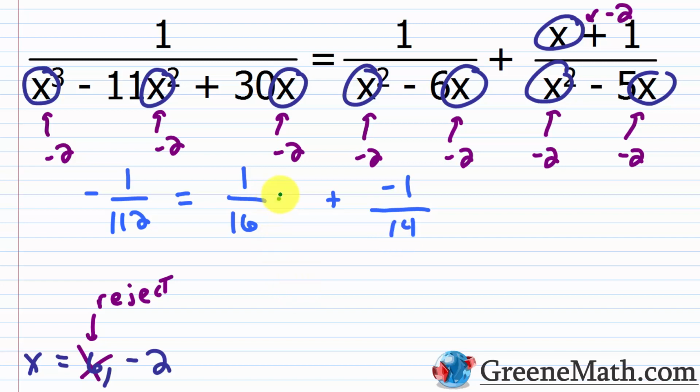So I would need to multiply this one by 7 over 7. So this would end up being 7 over 112. I would need to multiply this one by 8 over 8. So this would end up being negative 8 over 112. If you sum 7 plus negative 8, you do get negative 1, and it's over the common denominator of 112. So you see that you get negative 1 over 112 on each side of the equation. So x equals negative 2 is a valid solution.